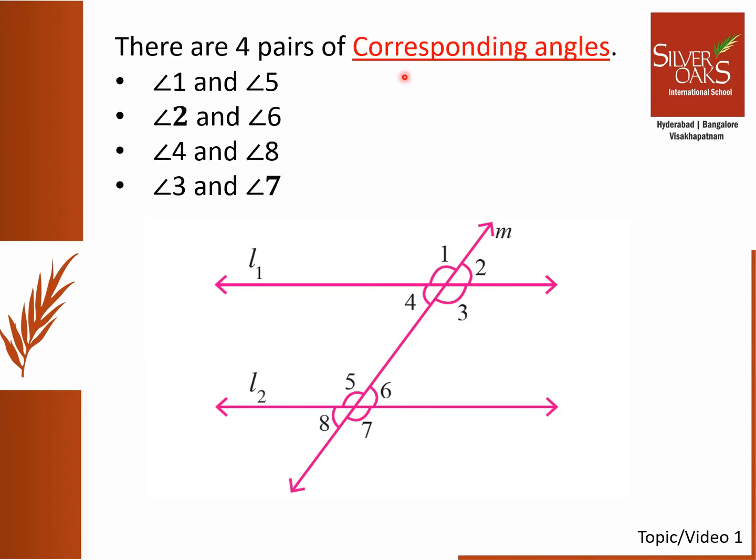Let's understand what we mean by corresponding angles. There are four pairs of corresponding angles. They are 1 and 5, 2 and 6, 3 and 7, and 4 and 8, right?